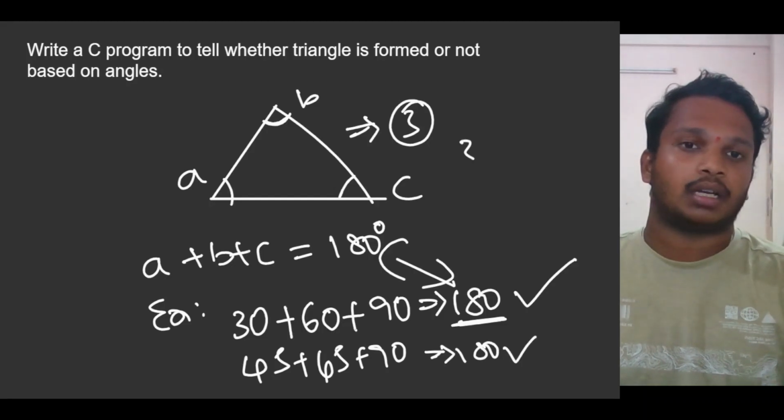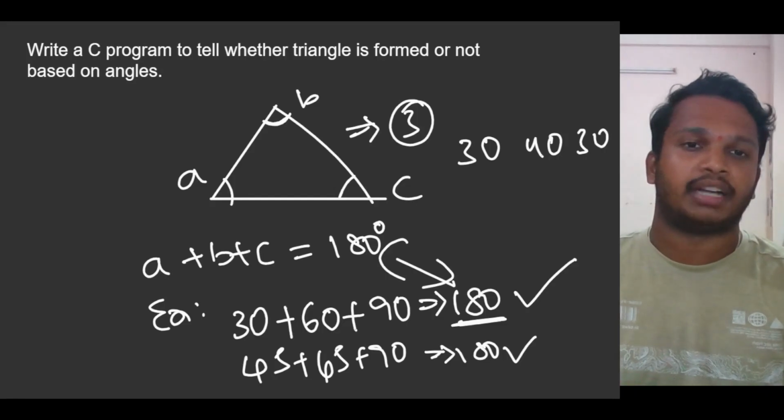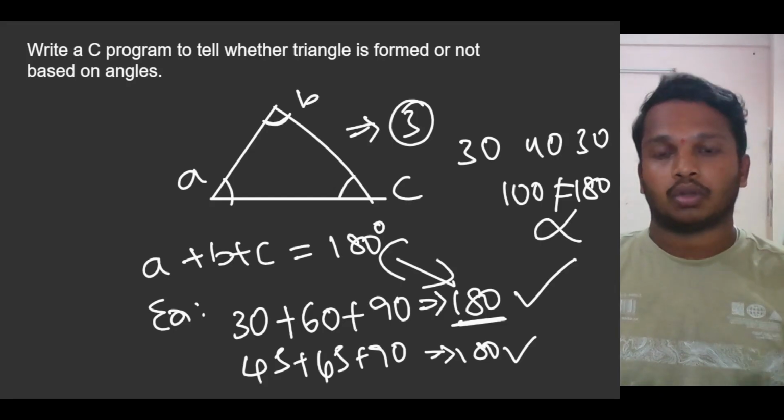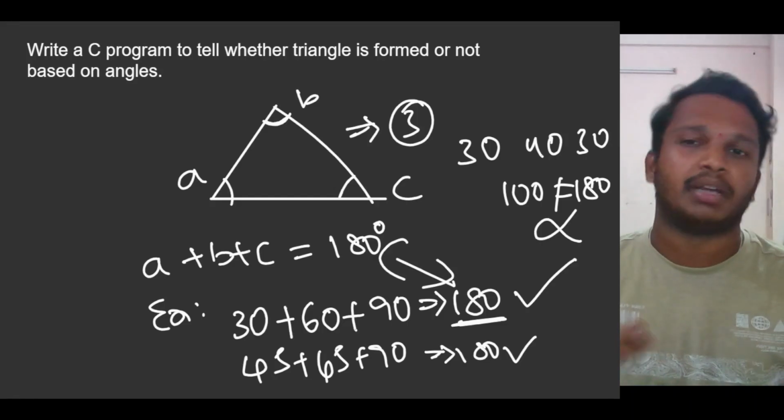For example, think 30, 40, 30. What is the answer? 30 plus 40 is 70, 70 plus 30 is 100. So 100 is not equal to 180. So a triangle cannot be formed. So this is the normal logic for telling whether a triangle can be formed or not based on the angles.